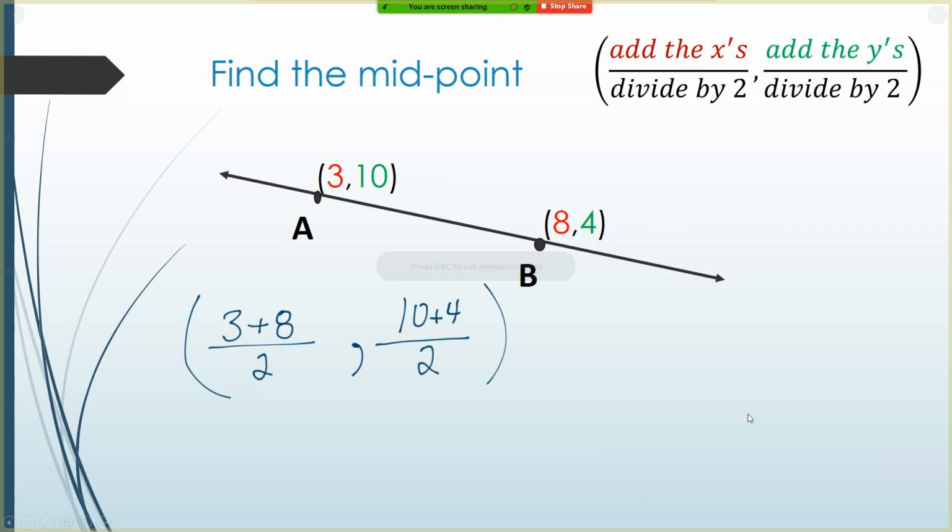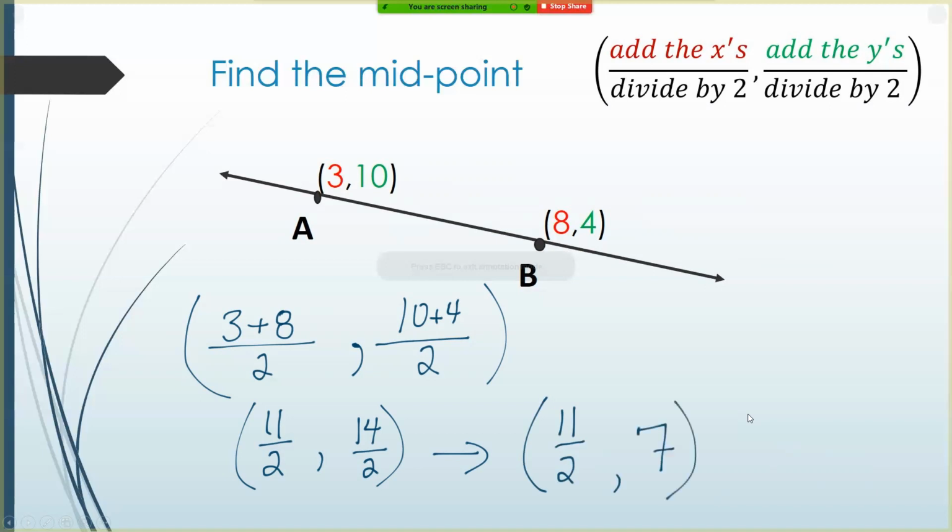Then I'm just going to simplify each one of my little fractions. So 8 plus 3 is 11 over 2. 10 plus 4 is 14 over 2. And then I'm going to double check. Can I reduce either one of these? Yeah. The 11 over 2, I'm going to keep as it is. But the 14 over 2, 14 divided by 2 is just 7.